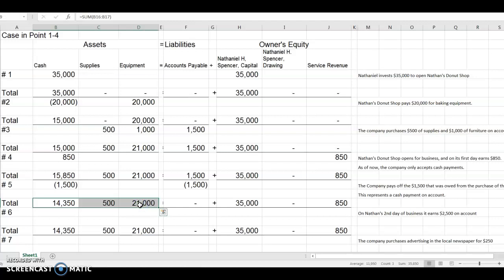Our accounting equation is $35,850 in my assets, in my liabilities, and owner's equity. The total is also $35,850. So we do balance. So that is through transaction number 5. We will begin with transaction number 6 in the next video.